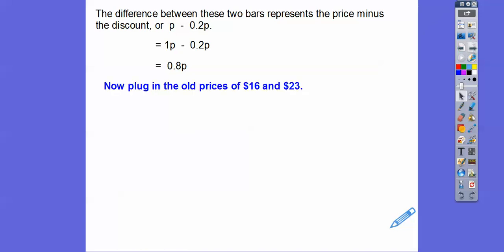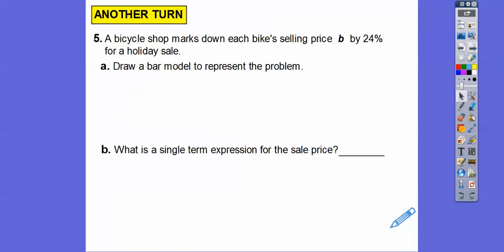Okay, so now let's plug in the old prices of $16 and $23. We plug those in and we get $12.80, they're going to be on sale for that instead of $16, and $18.40 instead of $23. You get a 20% discount right there. All right, so a bicycle shop marks down each bike's selling price B by 24% for a holiday sale. So draw a bar model that represents this.